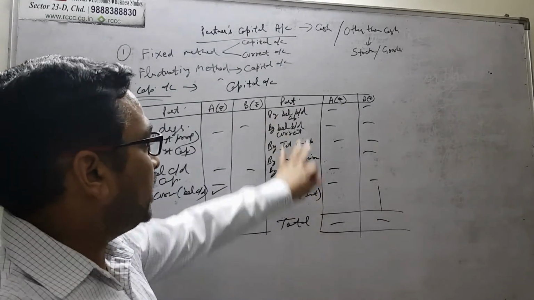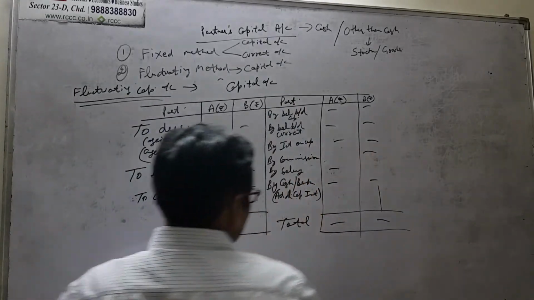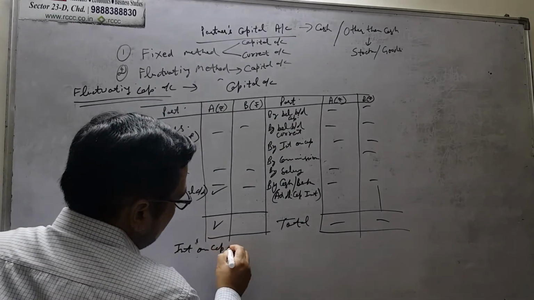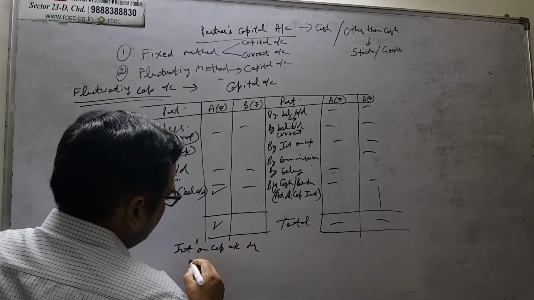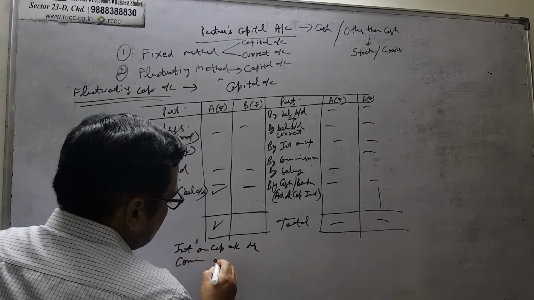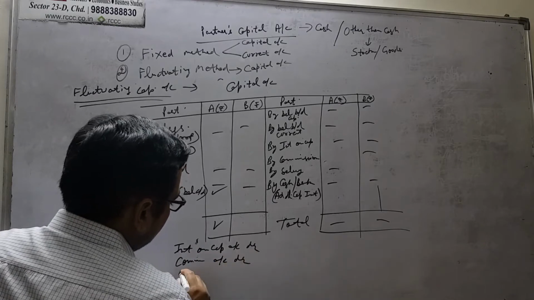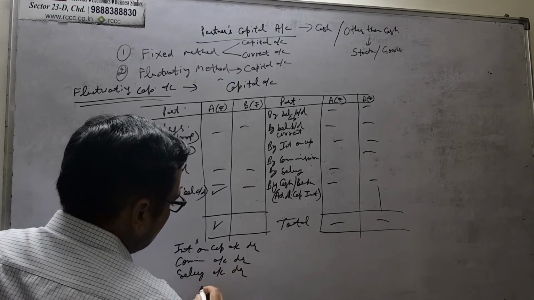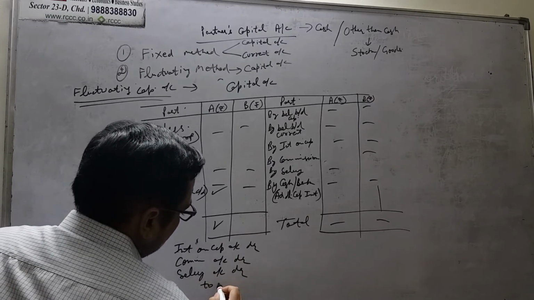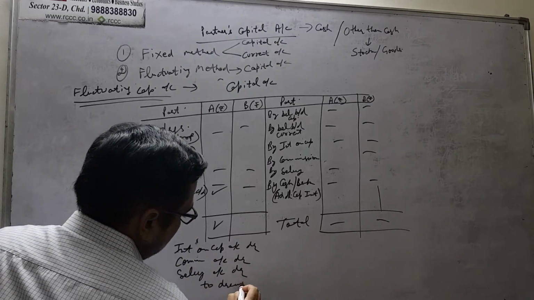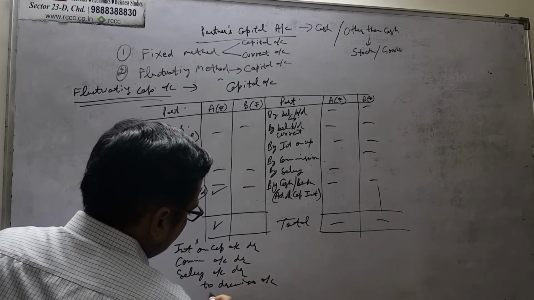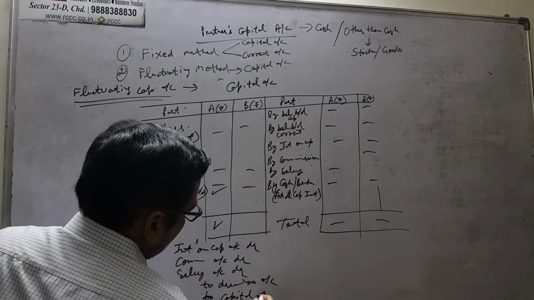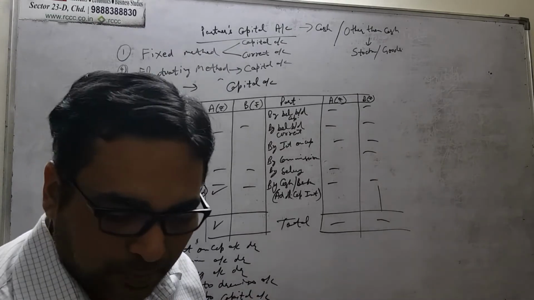Debit what is on the credit side. So I'm trying to make a compound entry. So how do we write it? Interest on capital account debit, commission account debit, salary account debit to drawings account to capital account. Okay, let me make a separate entry for you.